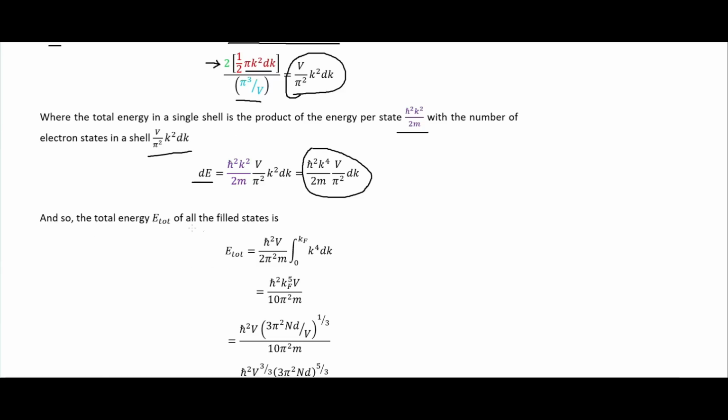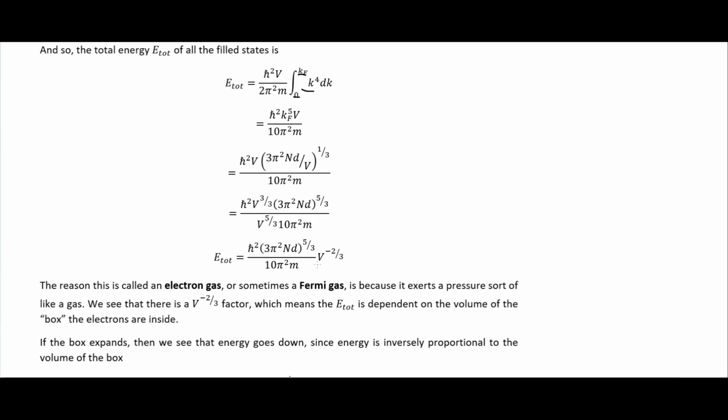And then to get the total energy, we actually have to add up every shell, from the origin all the way out to the KF, which is why we go from 0 to KF. So we're doing an integral, which is just a continuous summation of our K to the fourth here, because we have K squared times this K squared, which gives us K to the fourth. After we evaluate this integral, we end up with this as our total energy.